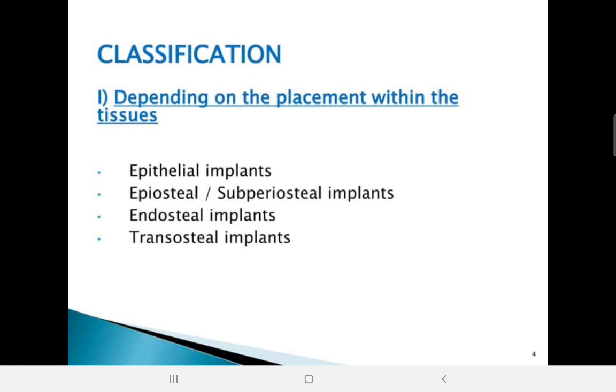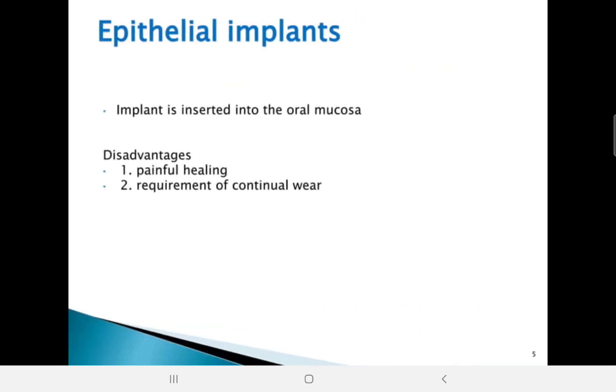Coming to classification of dental implants, depending on the placement within the tissue, it can be an epithelial implant, it can be an epiosteal or subperiosteal implant, endosteal implant, or transosteal implant. What is an epithelial implant? The implant that is inserted into the oral mucosa is known as epithelial implant. The main disadvantage is it is painful. It has a painful healing procedure and it requires continual wear.